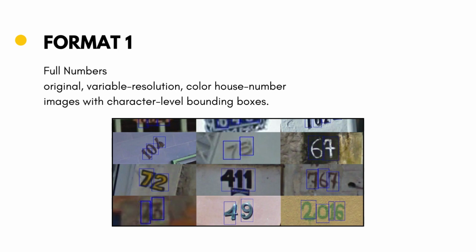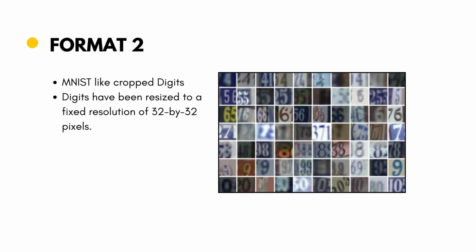The dataset comes in two formats. First, original images with character level bounding boxes. This format consists of original, variable resolution, color house number images with character level bounding boxes. Example images include bounding boxes for illustration purposes only.